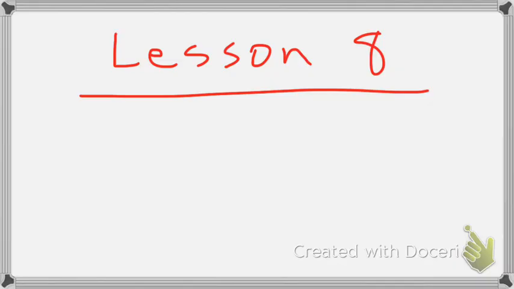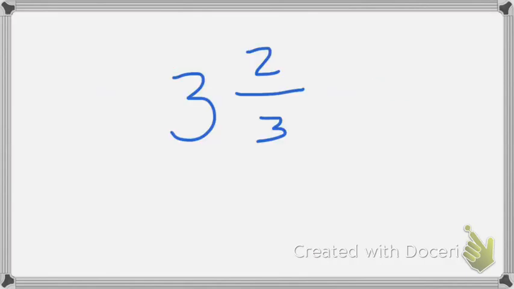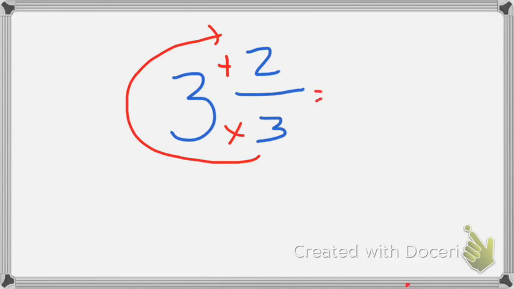Lesson 8, now we're going to be dividing mixed numbers. So the first thing about dividing mixed numbers is you have to change your mixed number to an improper fraction. They had to do the same thing when they multiplied numbers, so this isn't anything new to them. The way you change a mixed number to an improper fraction is you multiply the denominator times the whole number, and then you add the numerator. So you go in a counterclockwise circle. So 3 times 3 is 9, plus 2 is 11, and your denominator stays the same. So 3 2/3 changed to an improper fraction would be 11/3.